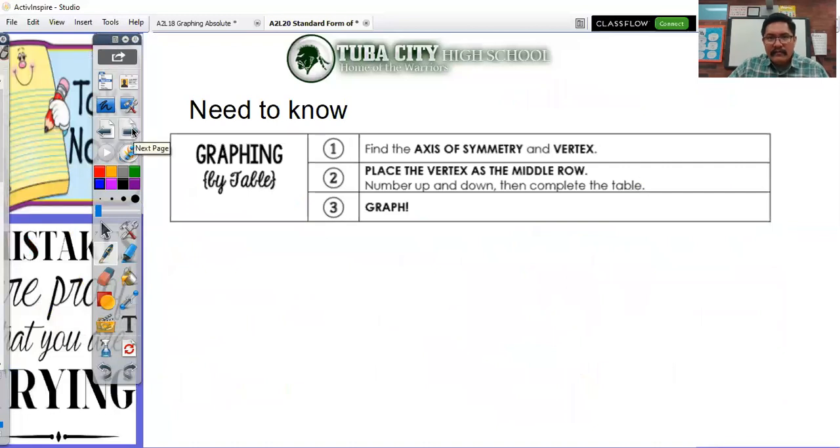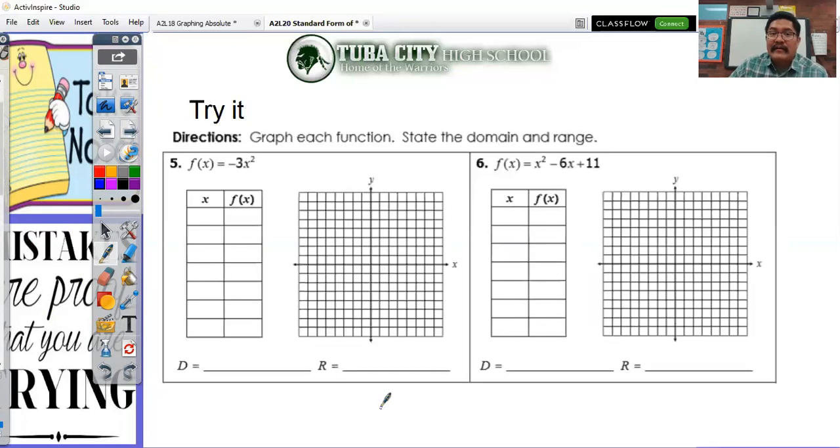Now what you need to know for graphing absolute value, not absolute value, what am I talking about? Graphing. Okay, just read it. Find the axis of symmetry and then the vertex. So that's what we did in the previous exercise. Place the vertex into the table so that the vertex is in the middle row. Pick a few numbers going up and a few numbers going down. Get all those numbers solved for and plot those onto the graph and do your best to connect the dots.